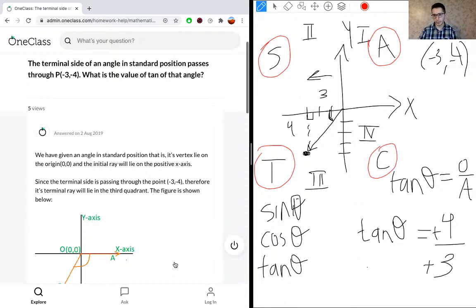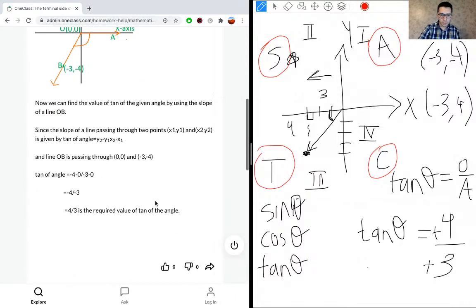We have 4 over 3 as the solution for tan theta. If we had a different point, like -3 and 4, we would still have 4 over 3, but it would be -4 over 3 because we're in the S region, which means tan would be negative and only sine theta would be positive. So in region 2, sine is positive, tan and cos are negative. In region 3, tan is positive, sine and cos are negative. In region 4, cos theta is positive, sine theta and tan theta are negative. And in region 1, sine theta, cos theta, and tan theta are always positive.